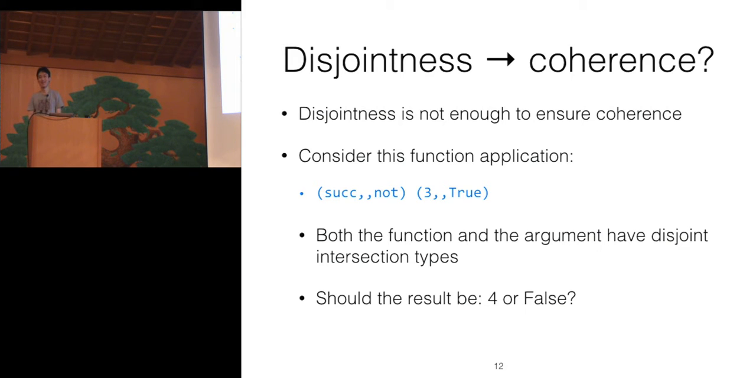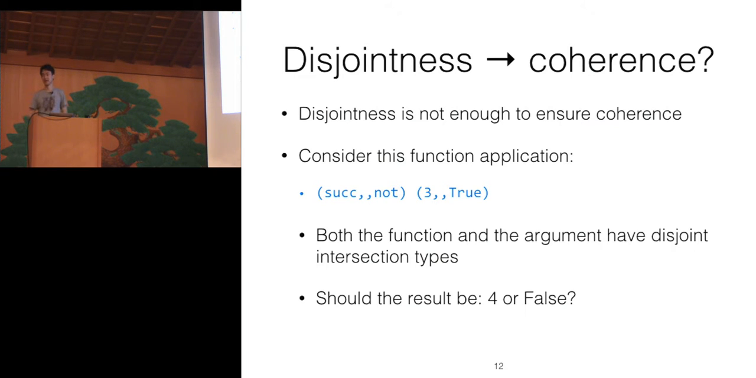So is that the end of the story? Unfortunately, it's not. Disjointness is not enough to guarantee coherent semantics. So we can consider this function application. The function and the argument both have a disjoint type. But unfortunately, there are many ways that you can invoke this application. So it can be 4 if you want to use the successor in 3, or false if not, and true.